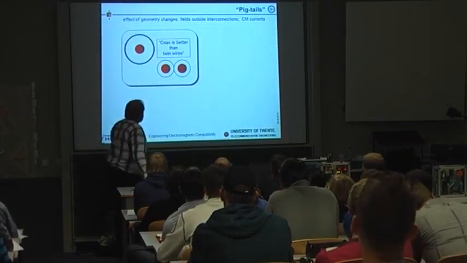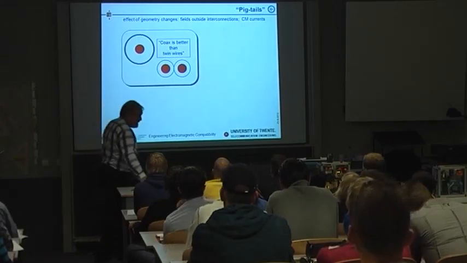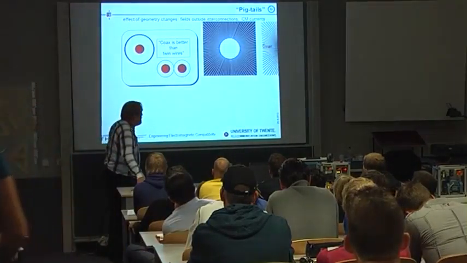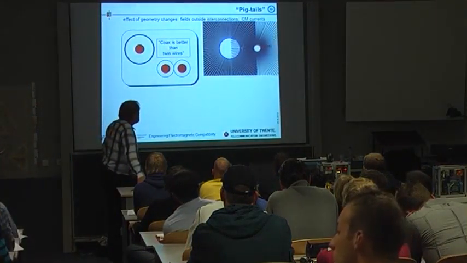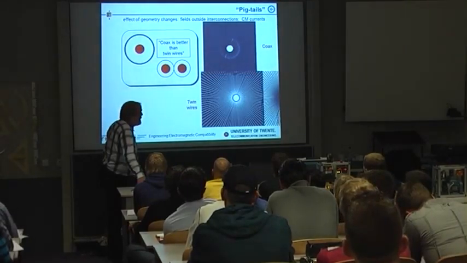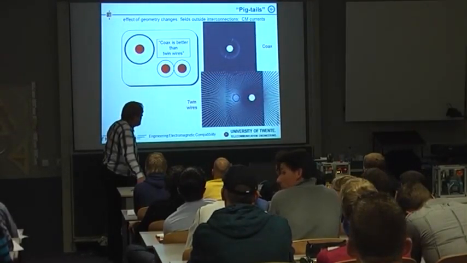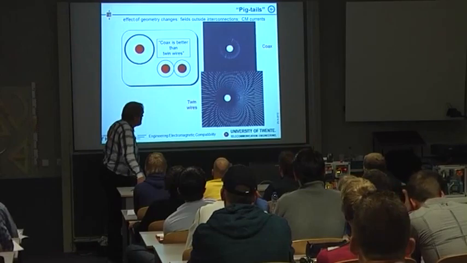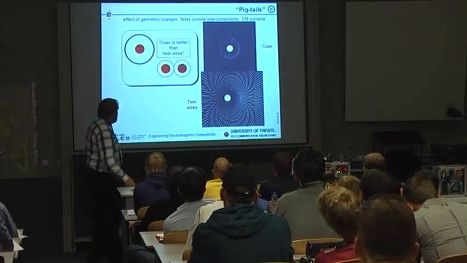Okay. Coax is better than twin wires. We've seen that with the animation. There's another one here, which is a negative. So this is the coax, concentric, and everything stays inside. This is my twin wire. And here, you see, there's field.